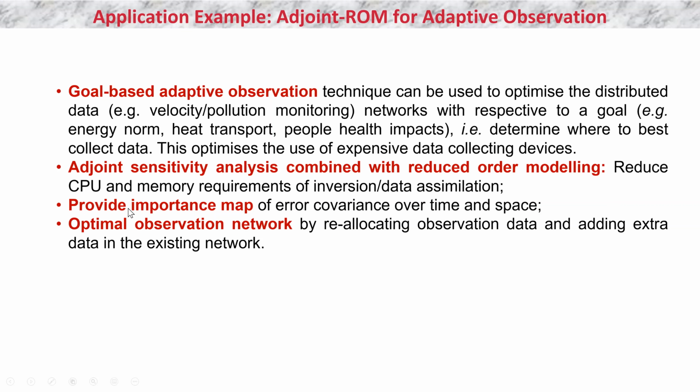So we use this method to do the sensitivity analysis, running the model backward and forward. It then provides a very important map, the error covariance in time and space. You pick up where the large gradient is, which shows how sensitive your solution is to your data. So basically that's an important map. Based on that, you can choose where you need to put your sensors and collect your data. So you can use that to provide the optimal sensor network for the measurements.